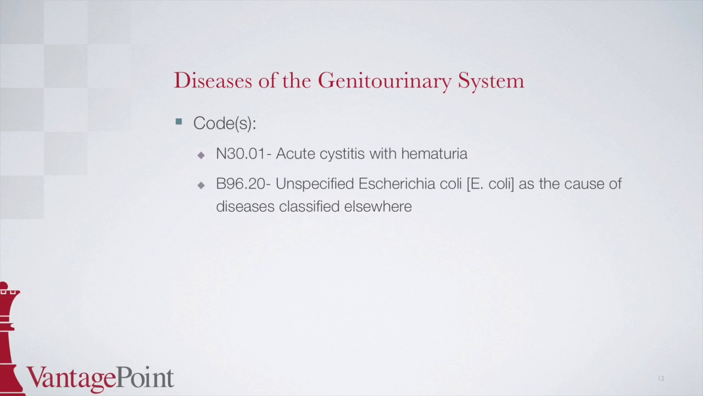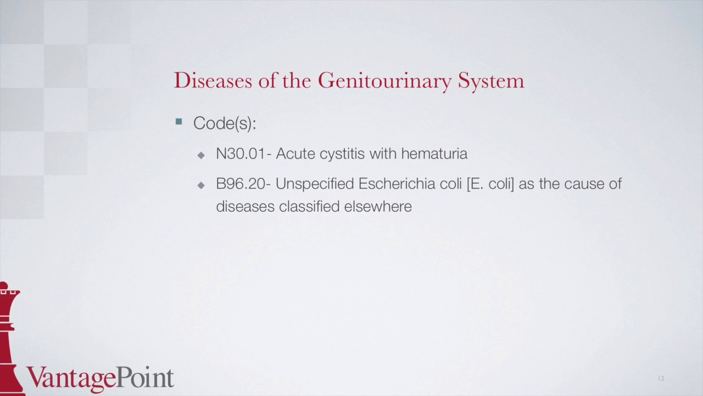The first code is N30.01, acute cystitis with hematuria. To locate this code, start at cystitis in the alphabetic index, followed by acute, and then with hematuria, which points to N30.01, which you would then confirm in the tabular.